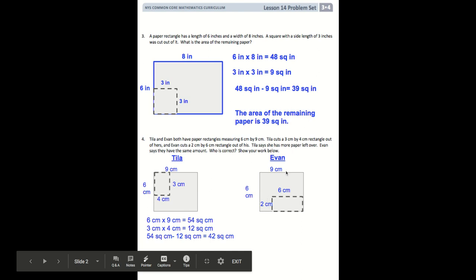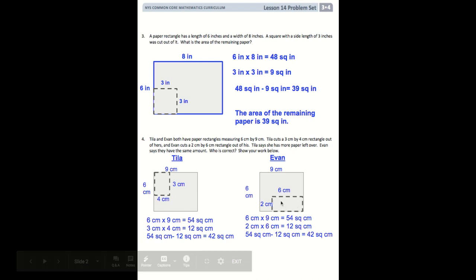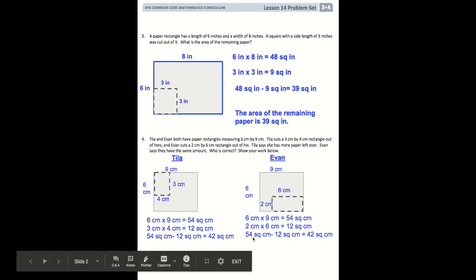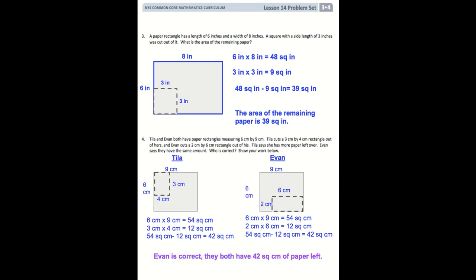Now we're going to do the same thing over here to see if this area ends up being 42 square centimeters. So 6 times 9, so 6 and 9, and that this whole area would be 54 square centimeters. Now 2 centimeters times 6 centimeters, so this area is 12. 54 minus 12 equals 42 square centimeters. So Evan was correct because they both have 42 square centimeters of paper left.